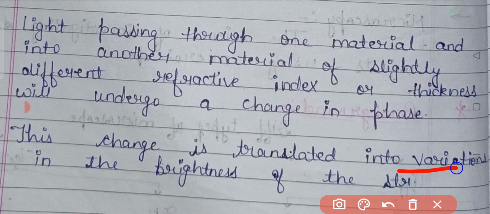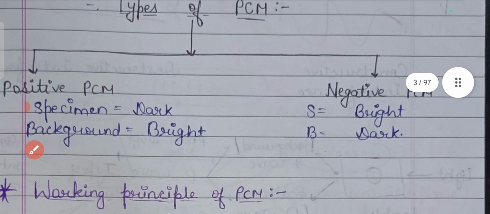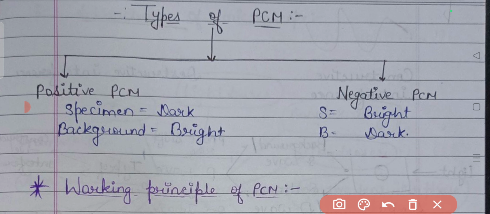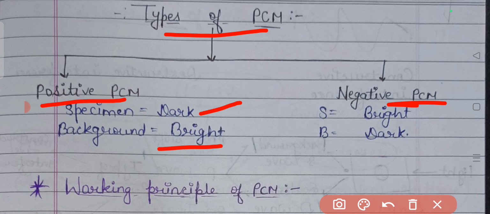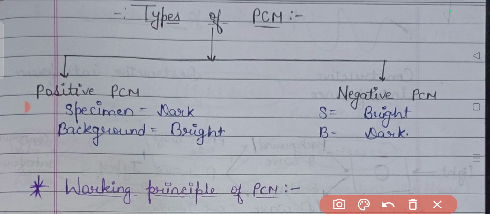This change is translated into variations in the brightness of the structure, and as a result we will be able to see the image in the form of the brightness of the specimen. Then there are types of phase contrast microscope: the first is the positive phase contrast microscope, and the next is the negative phase contrast microscope. In the positive type, the specimen is dark and the background is bright, and in the negative type, the opposite: the specimen is bright and the background is dark, so that no background light will be observed, as we will discuss in the working principle.